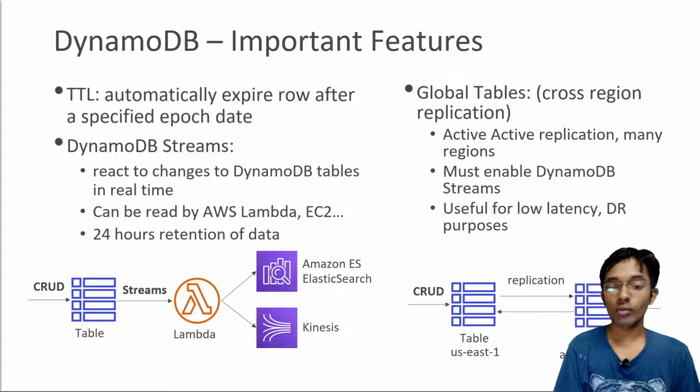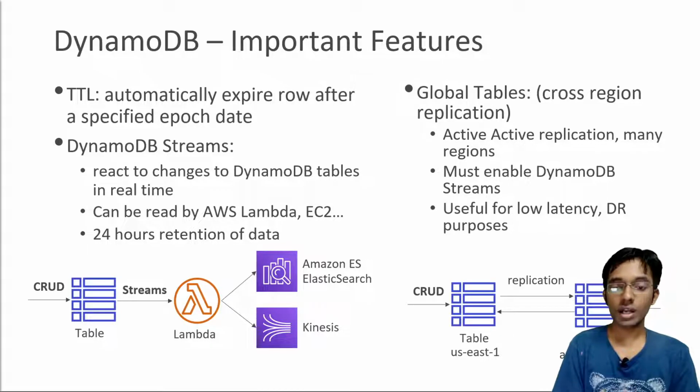We also have global tables, which is a table that is going to be replicated across your regions, and this is active-active replication. You can have many regions, and for this you need to enable DynamoDB Streams first. It's very useful if you want low latency access to data in different regions, or if you want to create a disaster recovery strategy that has a very, very low RTO.